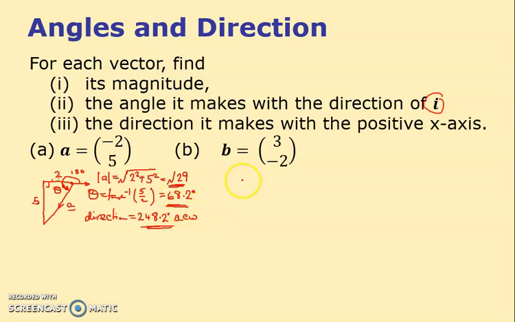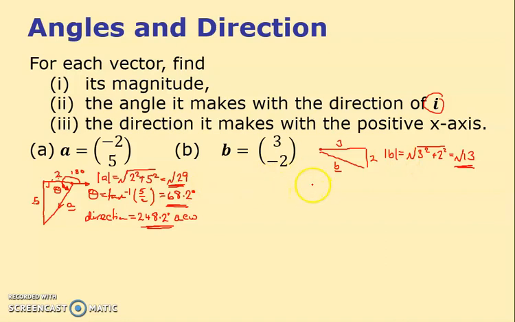Let's try and do the same thing for B. So B is 3 and minus 2, so I'll just draw it over here. 3 across and 2 down. So it's like something like that. So put some numbers on it, 3 and 2. Find its magnitude, well this is B, so the magnitude of B is the square root of 3 squared plus 2 squared. Well, 3 squared is 9 plus 2 squared is 4, that's root 13. Notice I'm not trying to work either of those out as decimals.